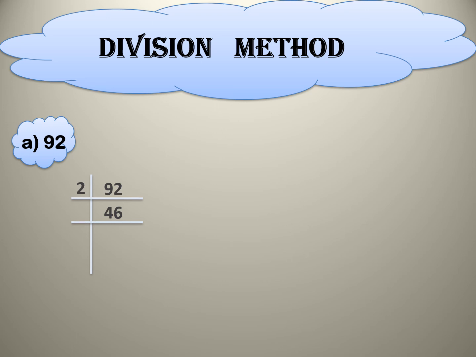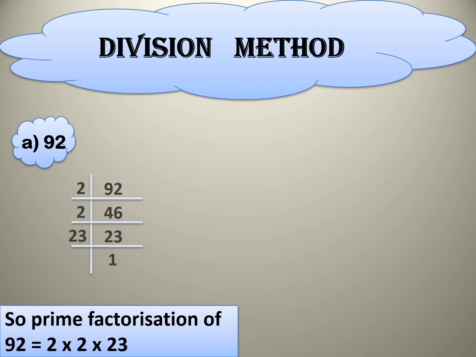below the 92. As 46 is an even number, so it is divisible by 2. So write 2 to the left of 46. Divide 46 by 2, we get 23, which we write below the 46. But 23 is an odd number and prime number also. So we divide 23 by 23, we get 1. If we get 1, that means that we are done our factoring. So the prime factorization of 92 is equal to 2 multiplied by 2 multiplied by 23.